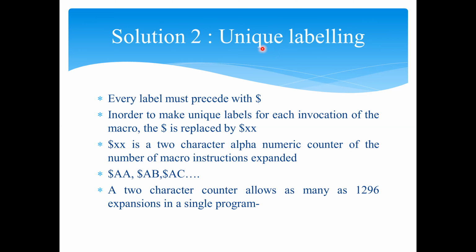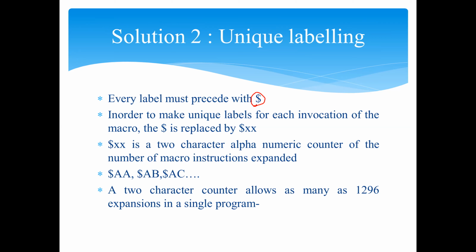The first feature we have already learned, concatenation of parameters. The next feature is unique labeling. Macro gives you a way in which you can uniquely name the labels. That is unique labeling. So how does macro achieve that? The process to be followed is that every label that you have in the macro must be preceded with a dollar symbol. This is the first highlight.